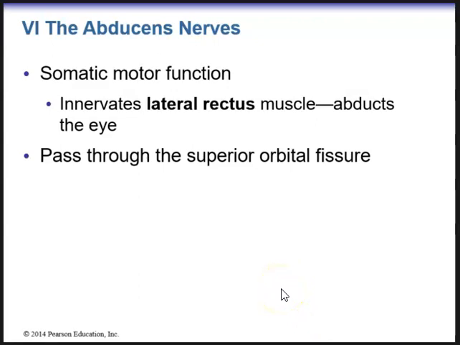The abducens nerve is another one of those nerves that innervates one of the extrinsic muscles of the eye. It innervates the lateral rectus muscle and helps to abduct the eye, and it passes through the superior orbital fissure. So a way to remember the cranial nerves that innervate the extrinsic muscles of the eye: I have LRA. LRA stands for lateral rectus, abducens, and then SOT.